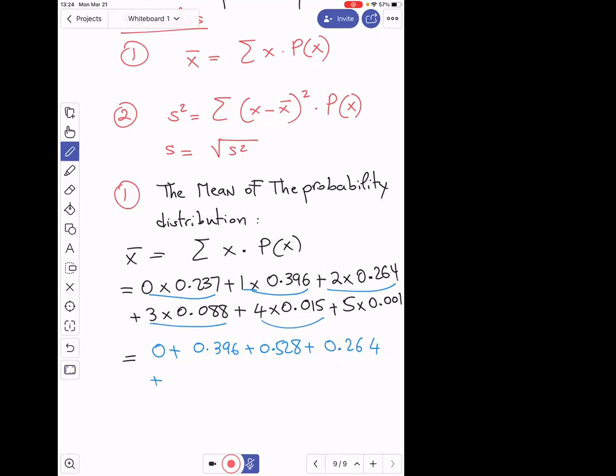Just be careful with the zeros here, because there is another 0 after the decimal point. So that's 0.060. Plus 5 times 0.001. There are 2 zeros after the decimal point, so just be careful with that. So this is actually 0.005. And I think the answer would be 1.253, right? This is 1.253.